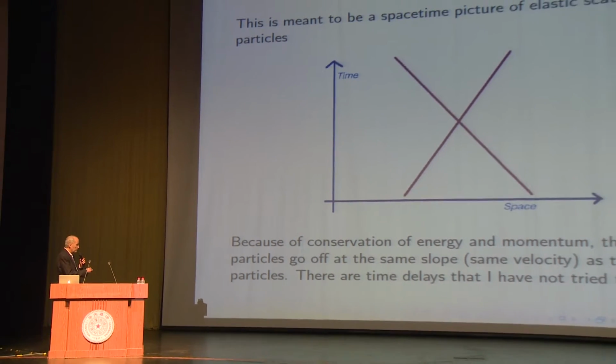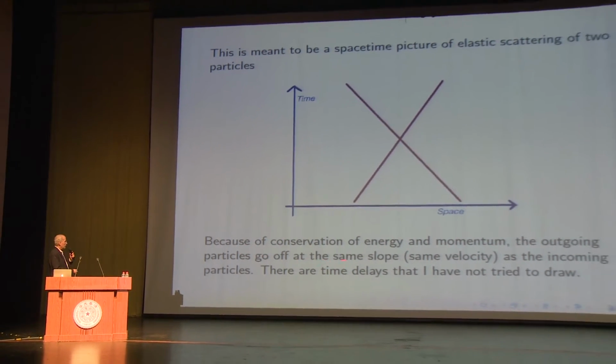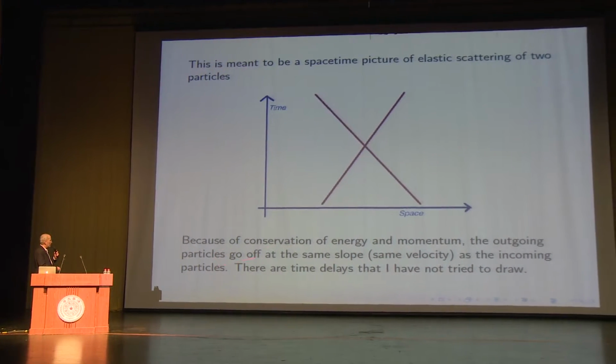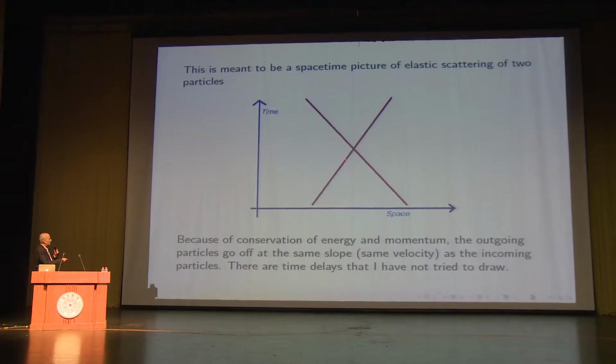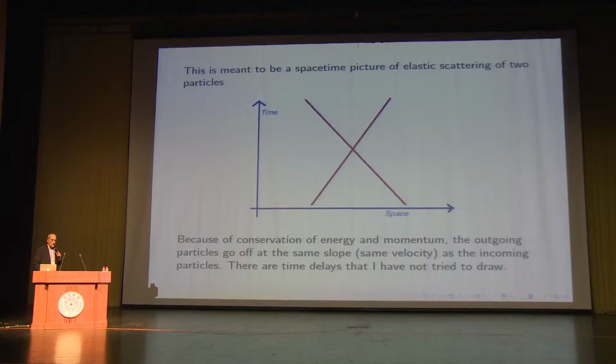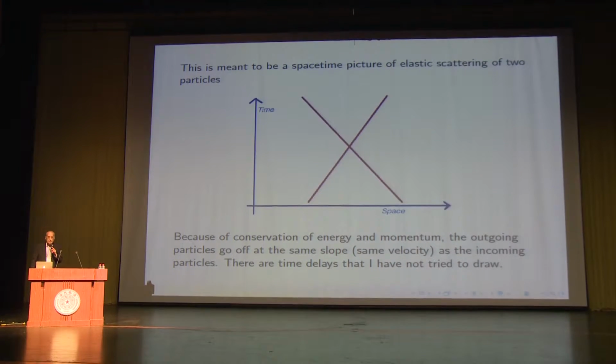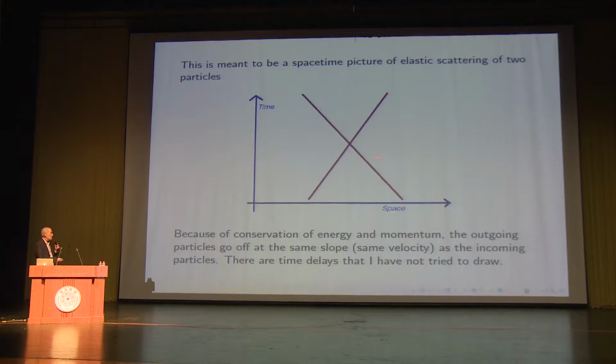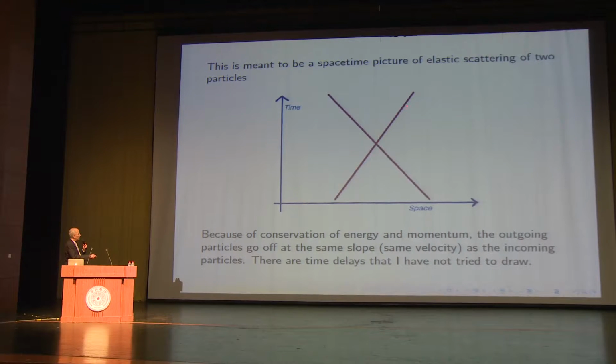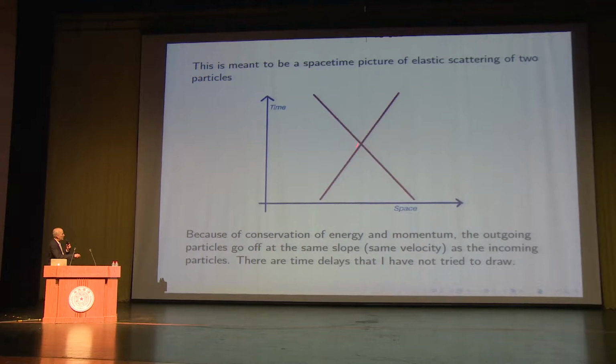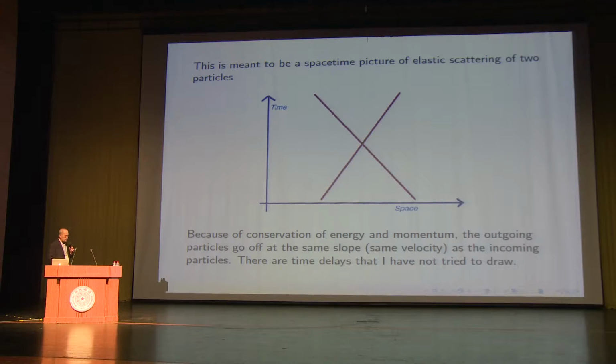Because of energy and momentum conservation, the outgoing particles go off at the same velocity as the incoming ones, so I've drawn lines with the same slope coming in and going out. There are time delays in scattering, but they would make the picture more complicated, so I've ignored them. But the time delay means that the outgoing particle is parallel to the incoming one, but with a little bit of a delay.